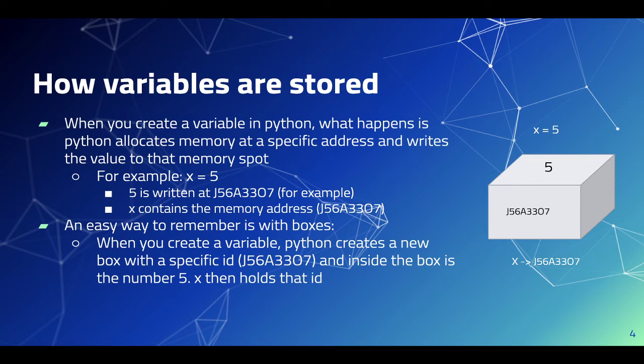An easy way to remember this is with boxes. When you create a variable in Python, Python creates a new box. This box has an ID, or a way to get to that box, that differentiates it from other boxes, and this is the memory address. X holds that ID now. So when we want to get to a specific value, we look at x, we look at the ID or memory address that x holds, we go to the box that has that ID or memory address, and then we get our value. So those are basically the steps of what Python does.